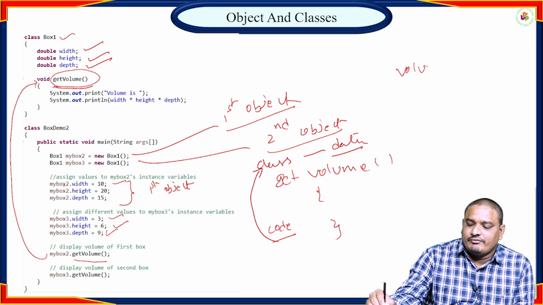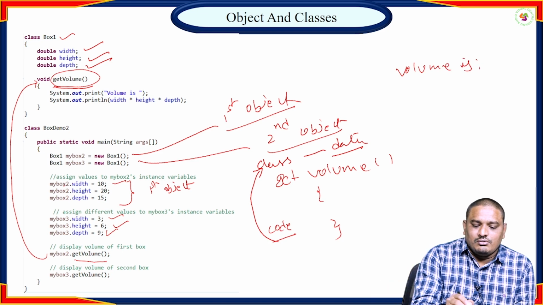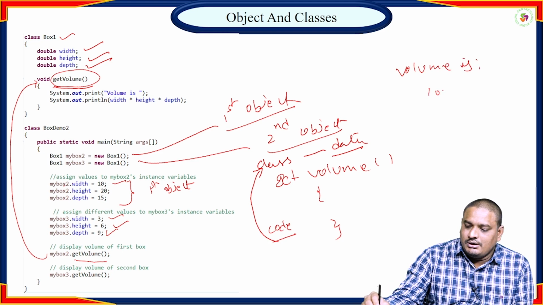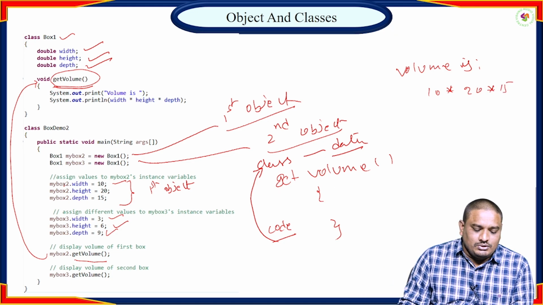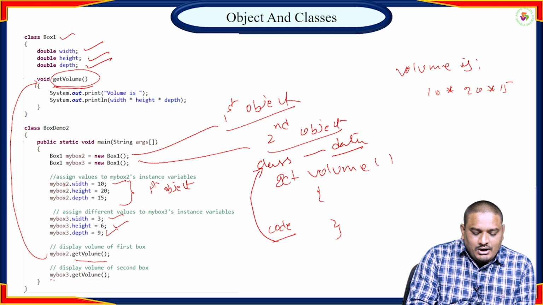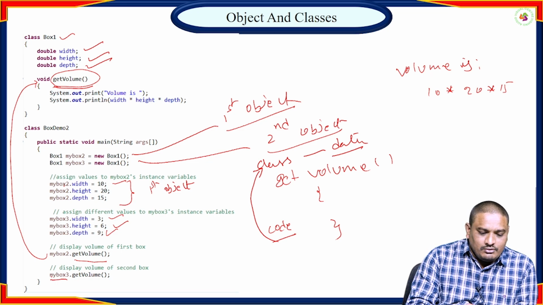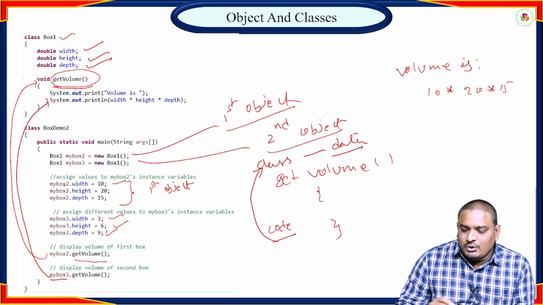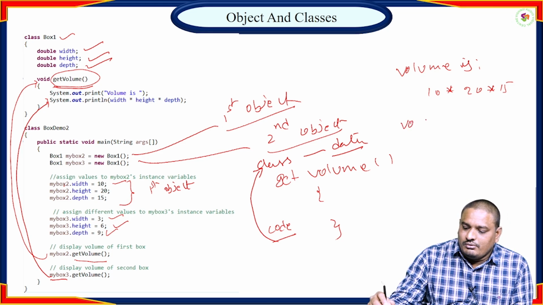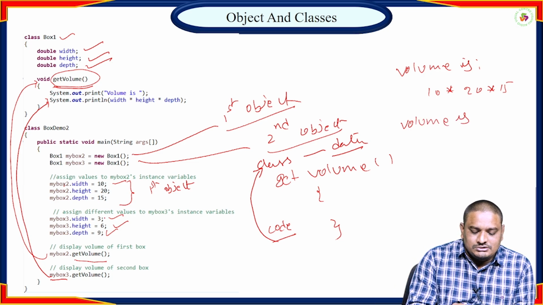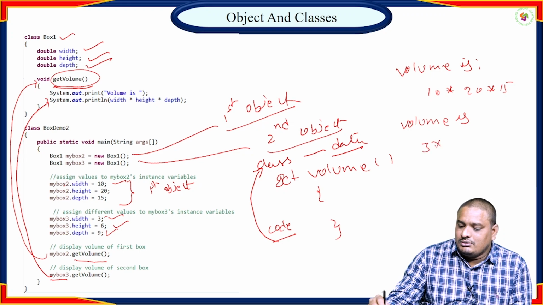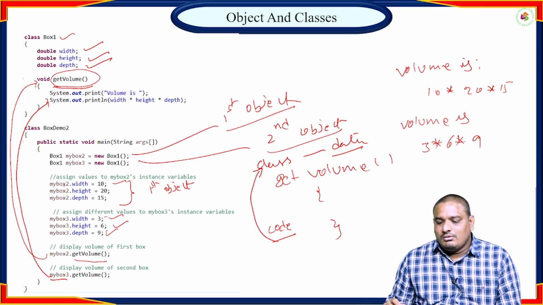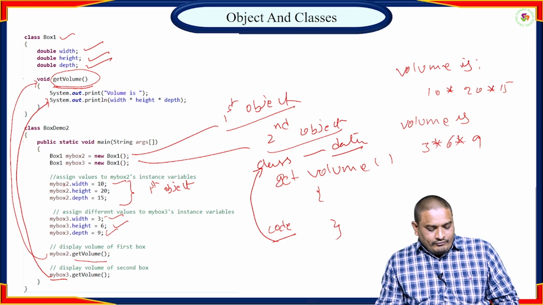We can find out the result. What is the final output? Volume is width * height * depth, that means 10 * 20 * 15. We can get the final output. Next object, myBox3. We can find out the volume for this method. What is the output? Here also the same. What are the three values? 3, 6, 9. 3 * 6 * 9. You can get the final value.